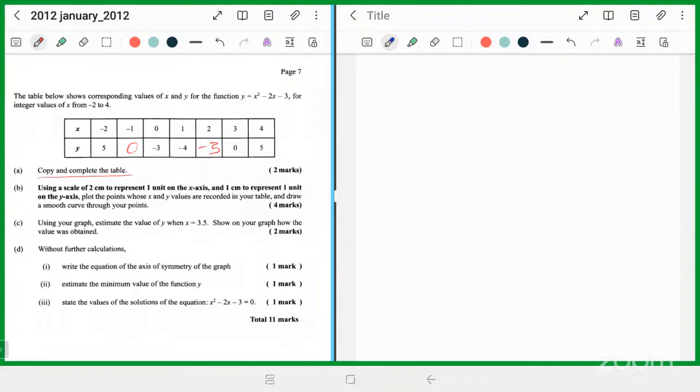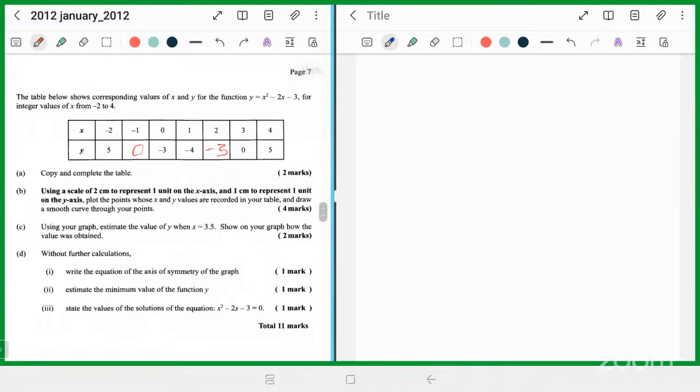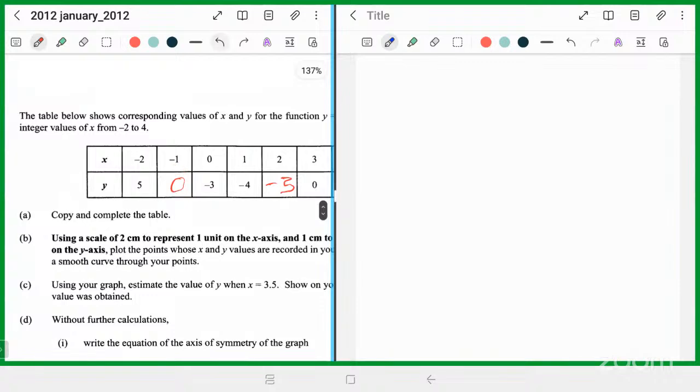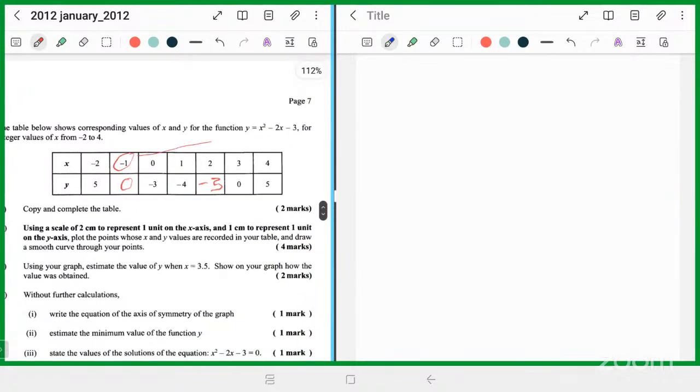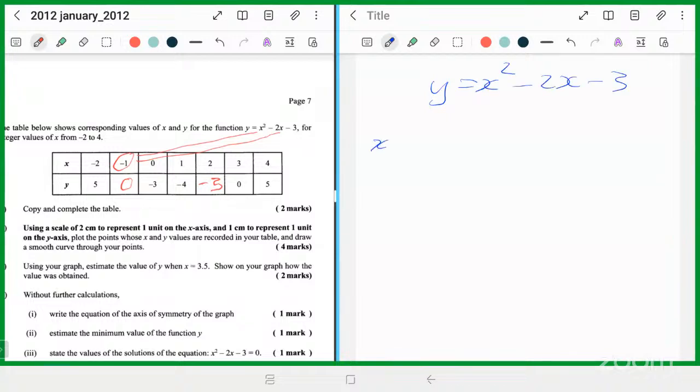But let's see it though. It says to complete the table. So those values I put in by observation, by looking at the symmetry of the values, can actually be calculated. How would you calculate this 0, for example? By putting the -1 in the function to see what it works out to. The function is y equals x squared minus 2x minus 3, at x equal -1. You can check it, it works out to 0.